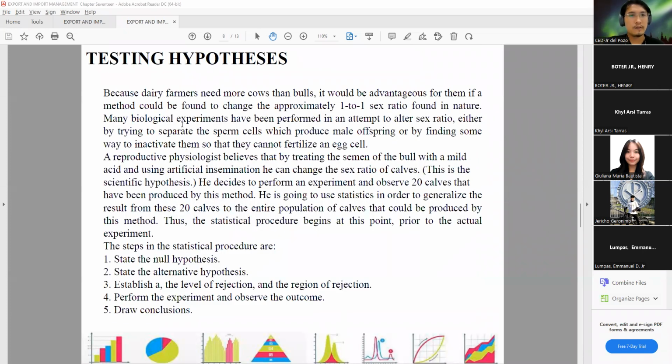Okay, for testing hypotheses, remember the discussion on how do we solve for a problem. For testing hypothesis, meron tayong mga methods na ginagamit, like you state the null hypothesis, you state the alternative hypothesis, you establish the level of rejection and the region of rejection, perform the experiment and observe the outcome and draw the conclusion. So when you want to connect it to the first topic, you're looking at the gap. You're looking at the numerical value of the gap.